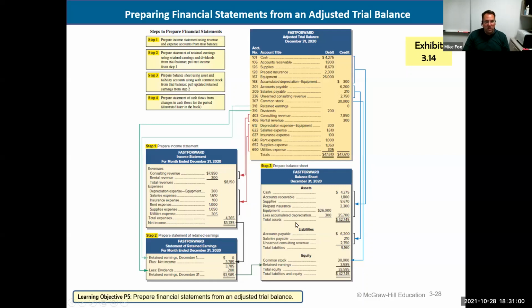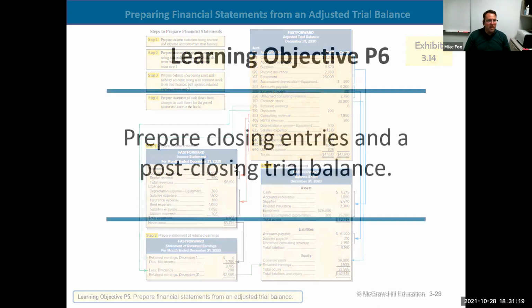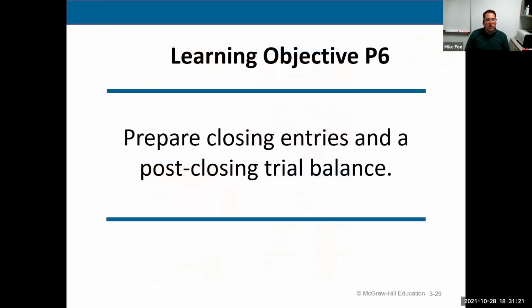Of course, with the balance sheet, those things all have to add up. Assets have to equal liabilities plus equity. So it's actually really nice that a trial balance gives you all the info you need to just do that work. And I kind of like how this diagram lays it out. It's a nice little diagram. All right, so the last thing is closing entries.